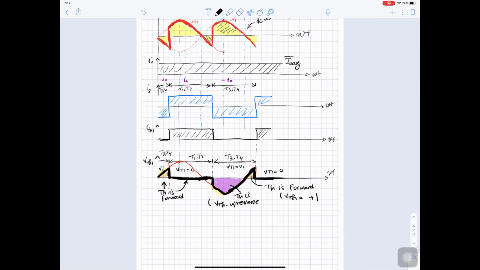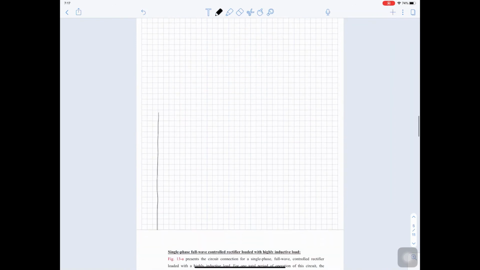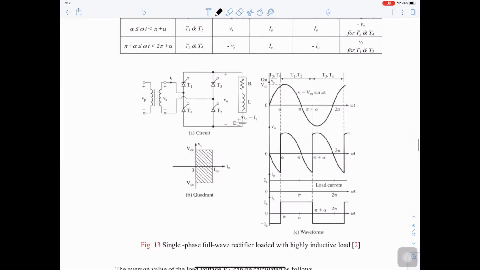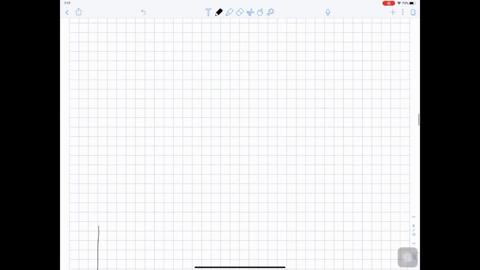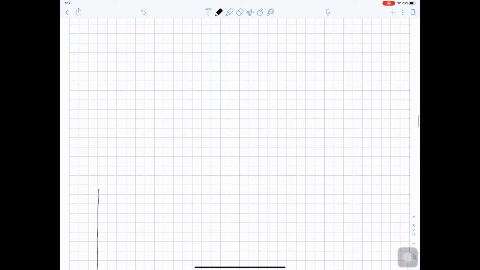Now we are done with the waveforms, and I will leave this here. These are the waveforms from the textbook. Okay, so we did this sketch already, but I prefer to do it by hand so you understand how we got each part of the wave.